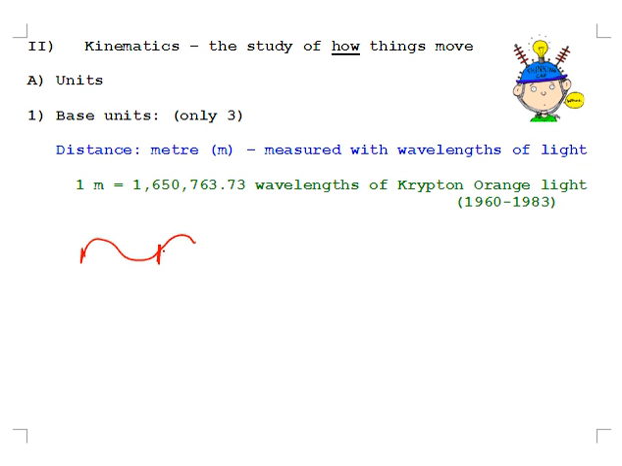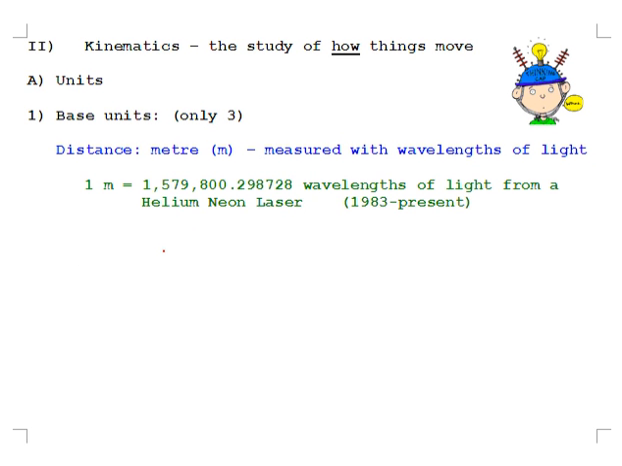And in 1983, which is when we stopped using that definition, scientists decided they didn't like the krypton orange light. They liked a slightly different one, and they went with the helium neon laser. And it's almost 1.6 million wavelengths of that light. Some crazy decimals on there. Very, very exact, because we want it to be exactly 1 meter.